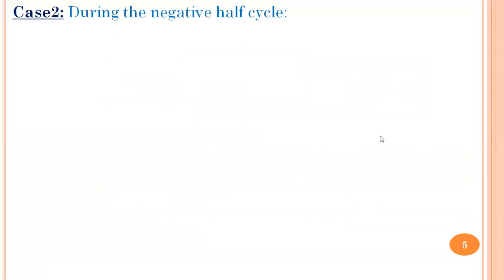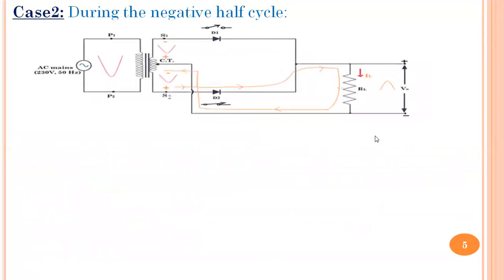Let's see here what happened during the negative half cycle of the AC input. During the negative half cycle, as you know, the polarity will get exchanged. P1 becomes negative voltage, P2 becomes positive voltage. The same is the polarity between S1 and CT as well as CT and S2, because an equal amount of voltage gets induced. So the voltage present across S1 and CT, or CT and S2, becomes the input.